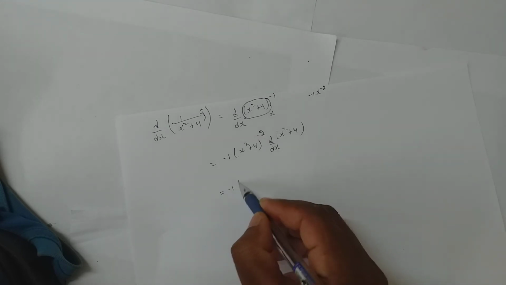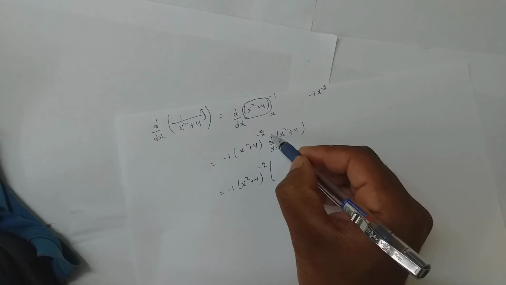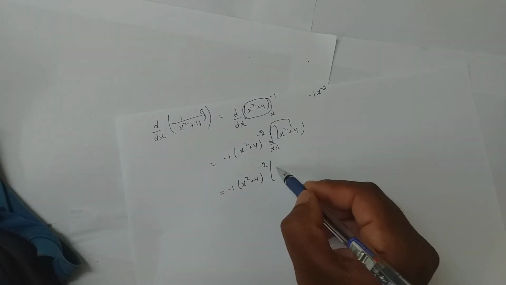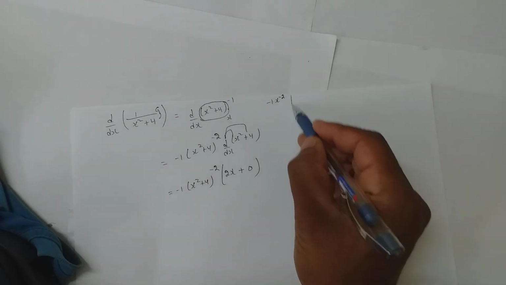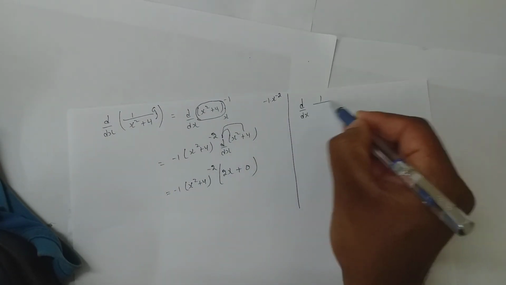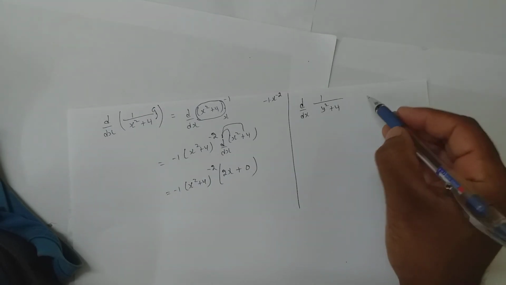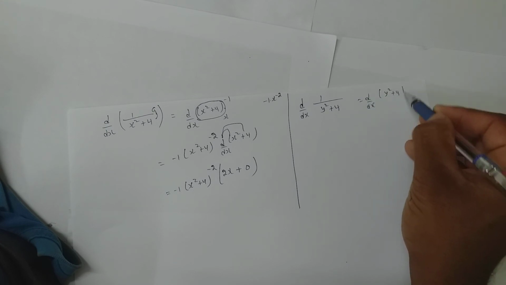So now it becomes minus 1 into x square plus 4 power minus 2 into d by dx applied to this and also to this. When it is applied on x square I get 2x. When it is applied on 4 I get 0. So my sum ends over here. But when there is some other letter, assume it to be y. The first step is the same. This will go up. So d by dx of y square plus 4 power minus 1.